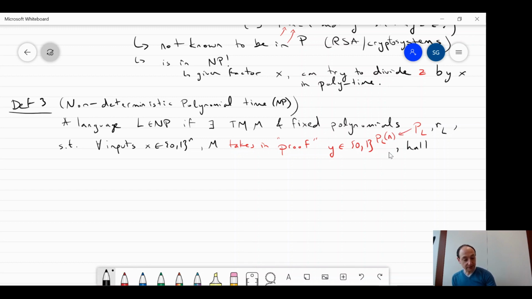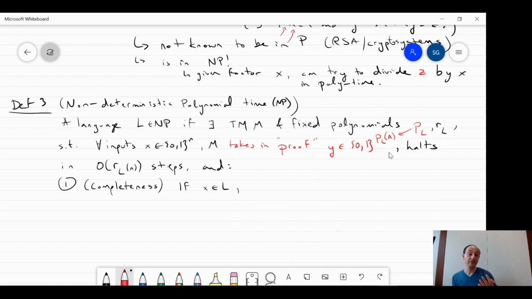And then it halts, just like the definition of P, in order RL of n steps, and does the following. One. So again, we have completeness, which is the S case. From now on, I'm just going to write completeness because that's a little bit more formal and standard. So if x is in L, right? Now what's new is that there's a proof in play. So if the string is in the language, then you need to be able to give me a proof to convince me of this. So there exists a proof y, and of course the key point is that this proof is polysize.